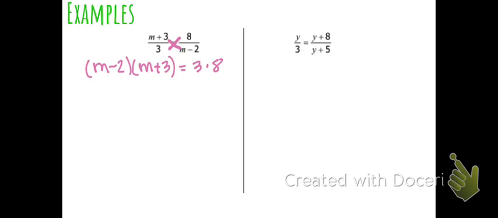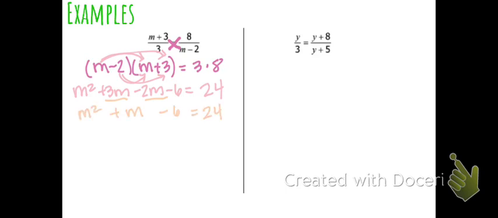So on the left we're going to use the FOIL method to multiply. This gives us m squared, 3m, minus 2m, minus 6. And on the right, we just have 3 times 8, which is 24. Now, I'm going to simplify a little further. I'm going to combine my like terms here.